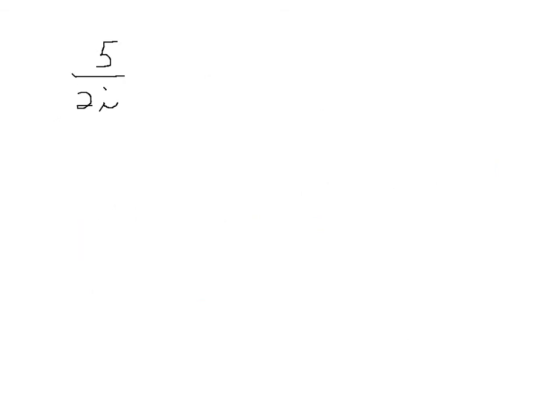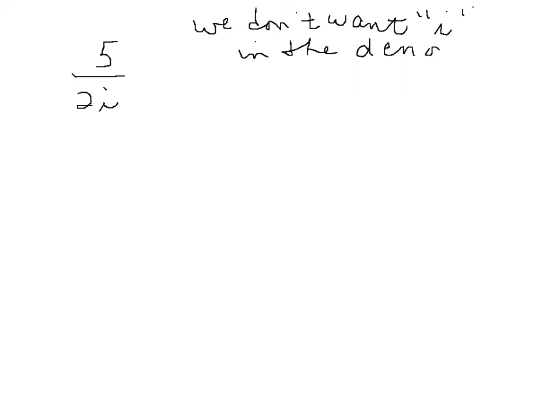So this is about as simple as it could look, just 5 over 2i. And just like with radicals, i, remember, is like a radical. It's the square root of minus 1. And the rule here is we don't want i in the denominator. So we're going to rationalize.